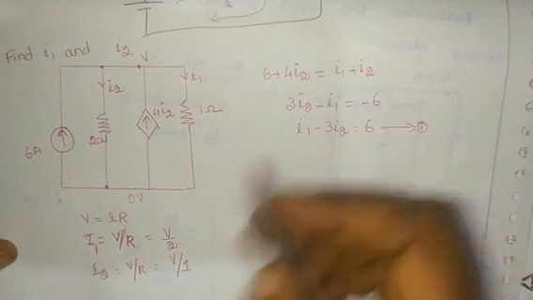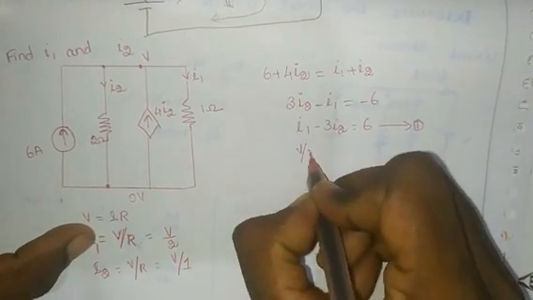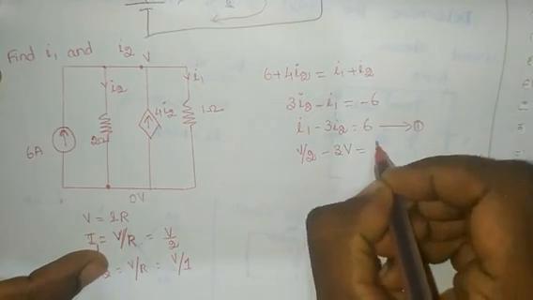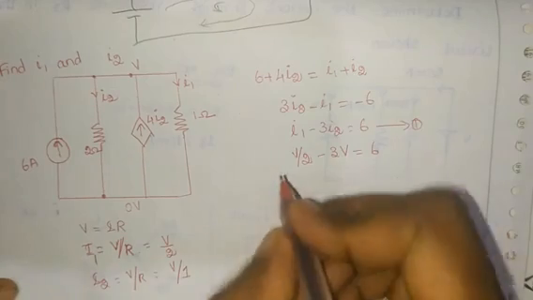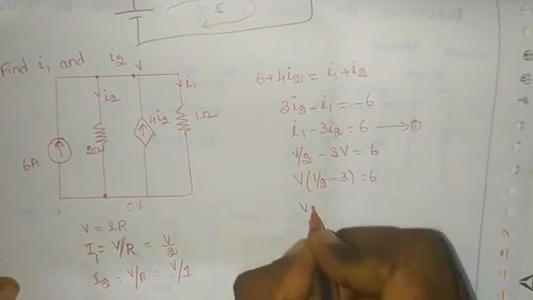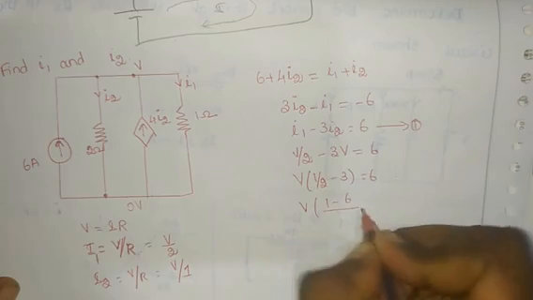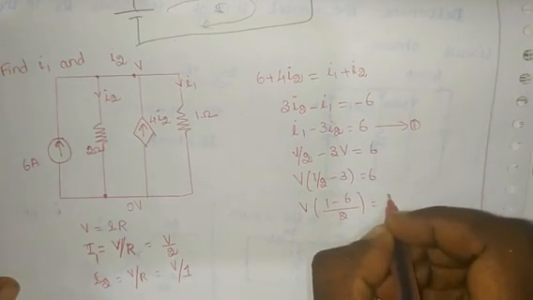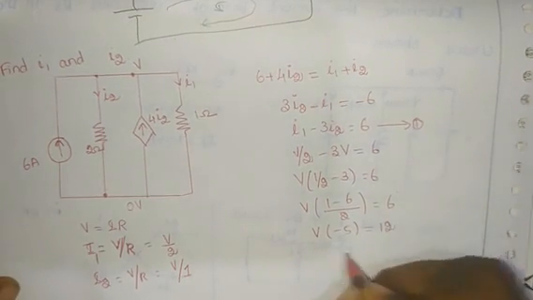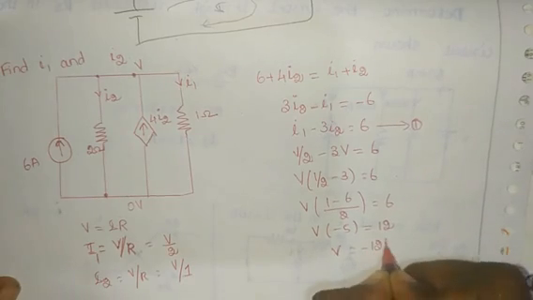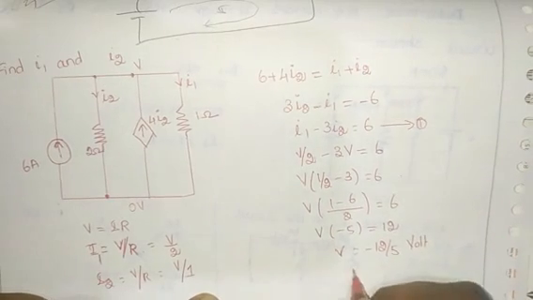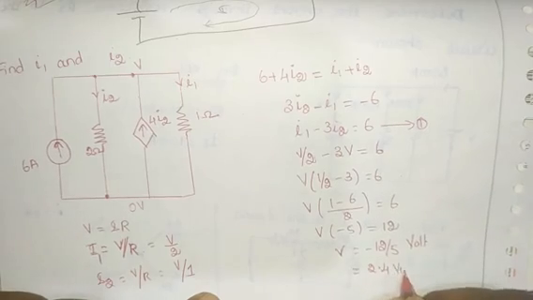Substitute these I1 and I2 here. What is I1? V by 2, minus 3 into the I2 value, V, is equal to 6, which can be written as V into 1 by 2 minus 3 equal to 6. So V into 1 minus 6 divided by 2 equal to 6. So V into minus 5 equal to 12. So V is equal to minus 12 by 5 volt, so the V value is equal to minus 2.4 volt.